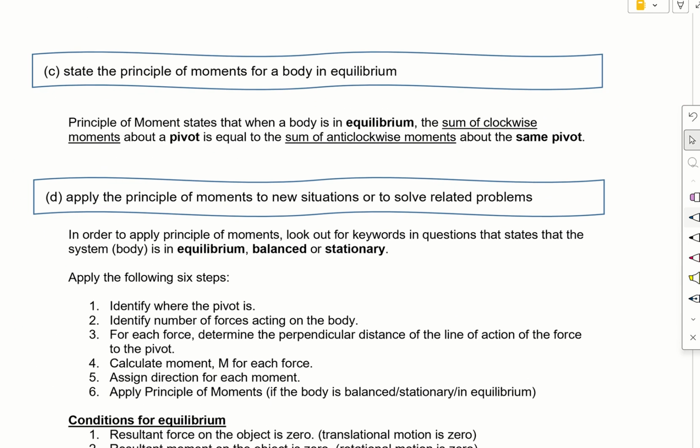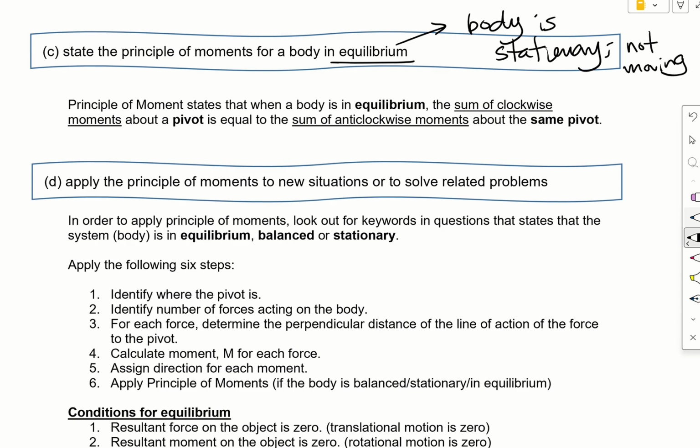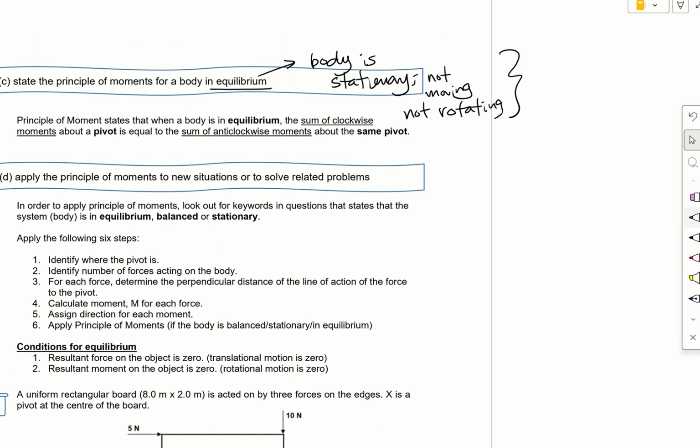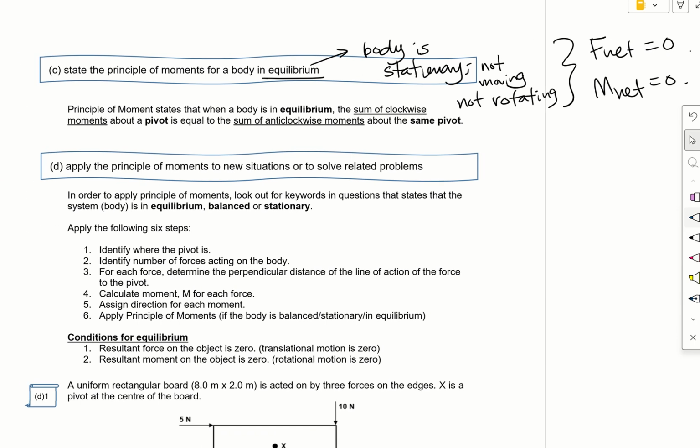Success criteria C. State the principle of moments for a body in equilibrium. In equilibrium means the body is stationary, or not moving, and also not rotating. I can sum this up into two cases. You have learned that F net is equal to 0, and also net moment is 0. I'll explain more later on, but you need to memorize this principle of moments.